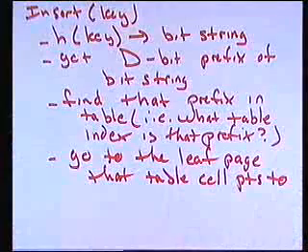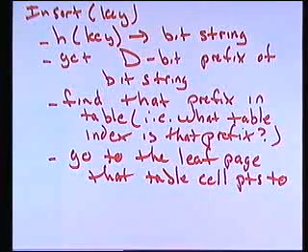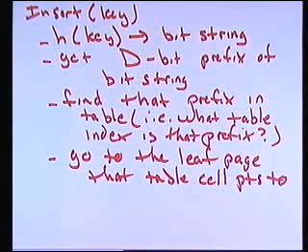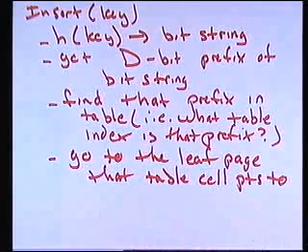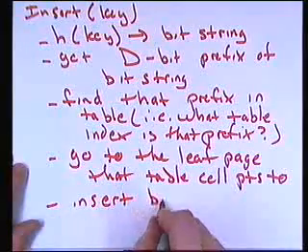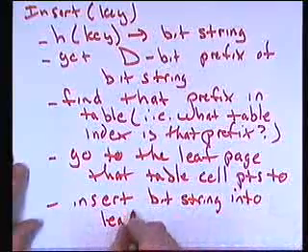So far, so good. This is exactly what we've done with find. These are the first 4 instructions for find as well. Hash your key onto your bit string, get the capital D, the directory depth, bit prefix of the bit string. You find that prefix in the table, go to the leaf page that table cell points to. Now we're at a leaf page node. That's exactly what we did for find. At this point, find would have said, search that leaf page you're in. Insert instead says, insert the bit string into the leaf page.